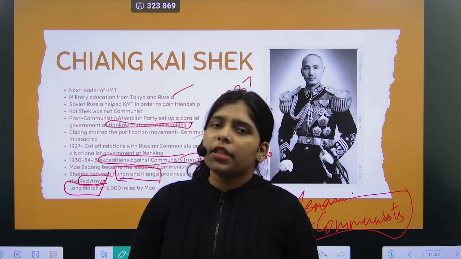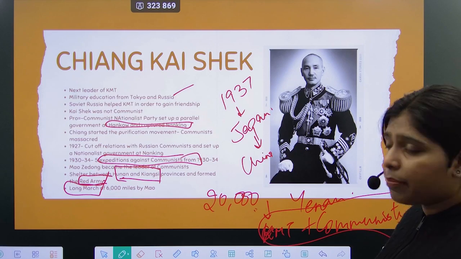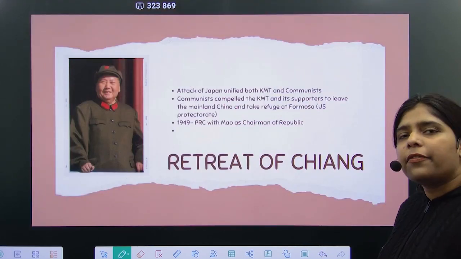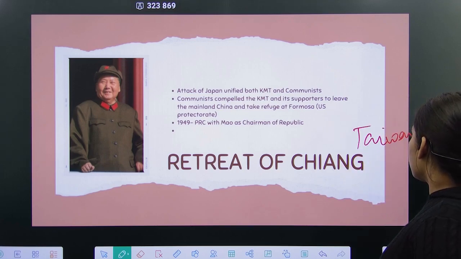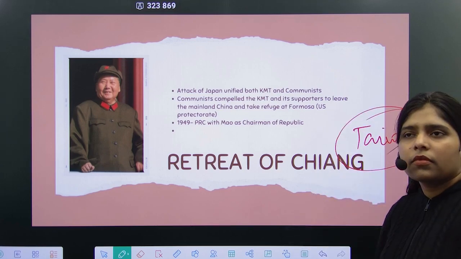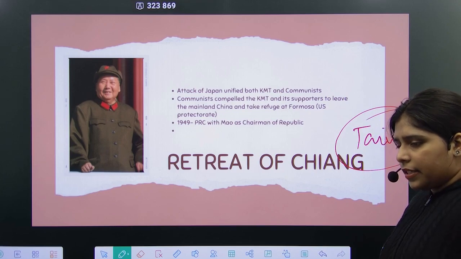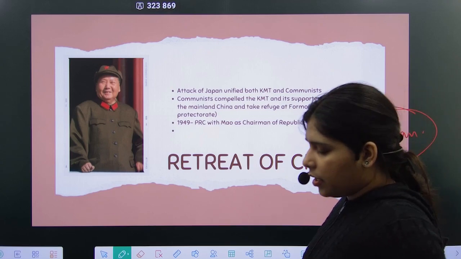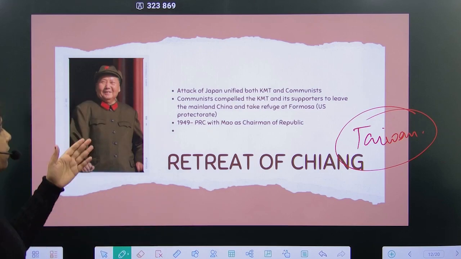But that was the only time they were unified, because after that you will see that communists had become really very powerful, and they eventually forced the KMT to move away from mainland China into a place called Taiwan. It's an island. China has its claims on Taiwan in the present day scenario, but they were sent away from mainland China. Okay, that's Mao Zedong for you.